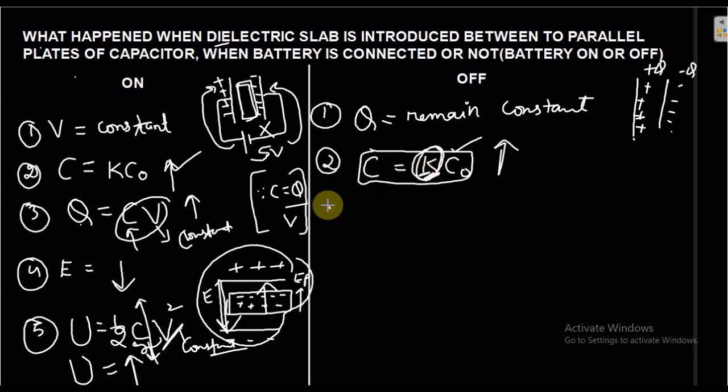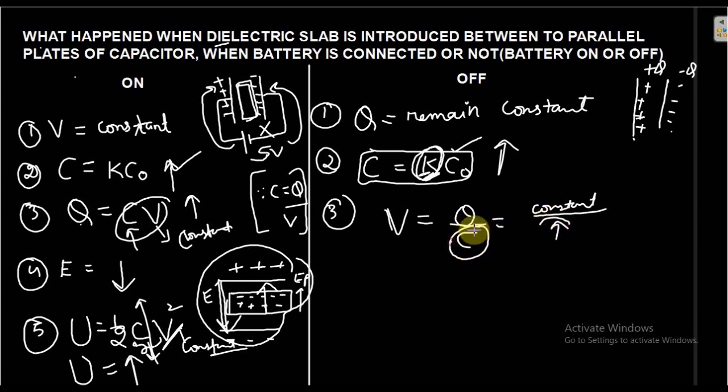And the third one, now we will discuss potential V. As we know, V is equal to Q by C. Q is your constant parameter, C is increasing. So if the denominator is going to increase, this is reciprocal, so overall potential will decrease. So when a dielectric slab is inserted, overall potential of the parallel plate capacitor will decrease.